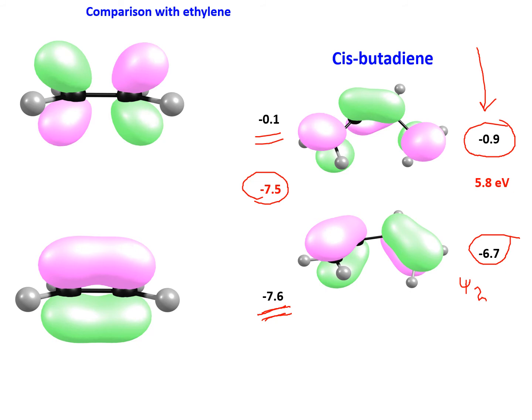So the higher the energy of the HOMO, remember minus 6.7 is higher than minus 7.6. Minus 7.6 suggests that it is held tightly by the nucleus. Minus 6.7 is at a higher energy level. So the higher the HOMO, the better the donation capability. The lower the LUMO, the better the acceptor ability. So butadiene compared to ethylene, electronically, is going to be a better donor and a better acceptor.